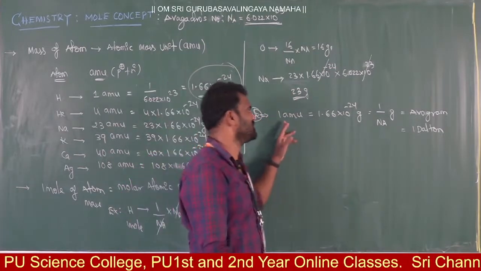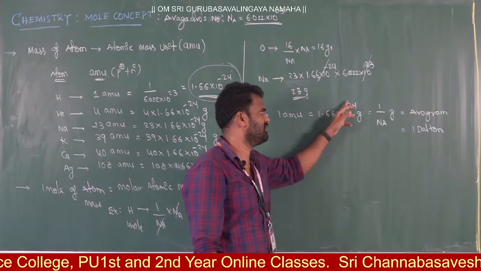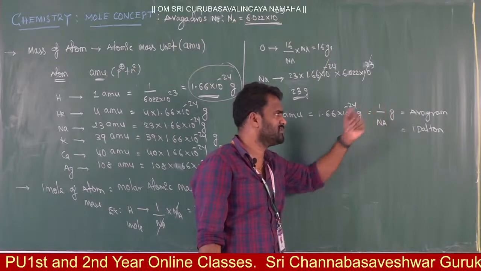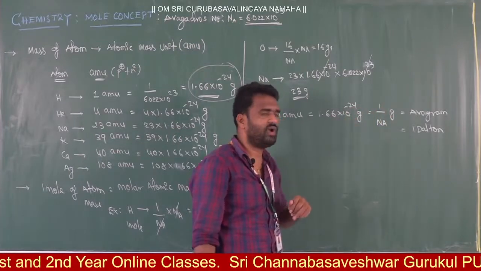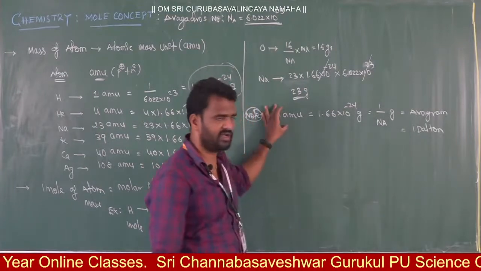So 1 AMU is equal to 1.66 into 10 power minus 24 grams, which equals 1 by Avogadro number, the same thing. This is said to be 1 avogram or 1 Dalton. All are the same. This is the point you can write down.